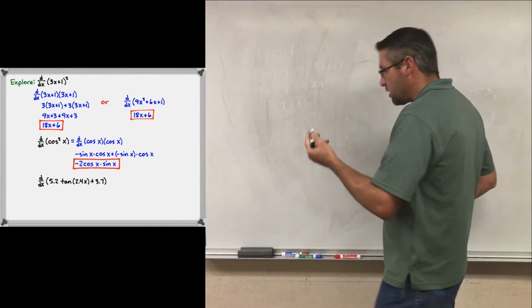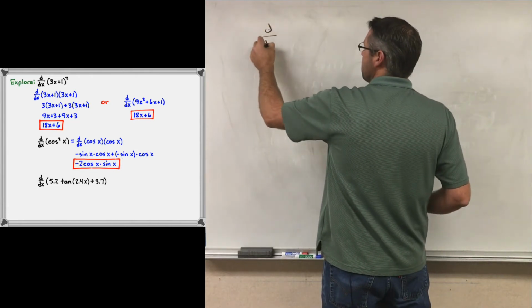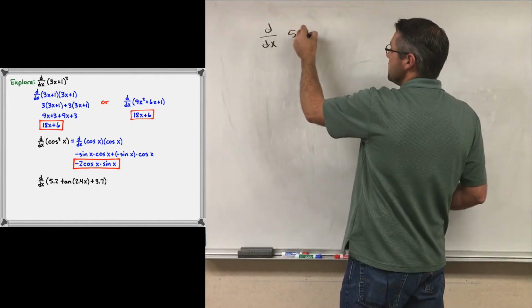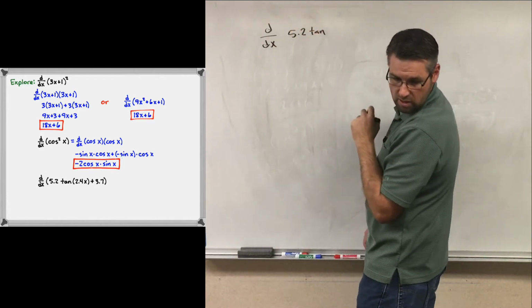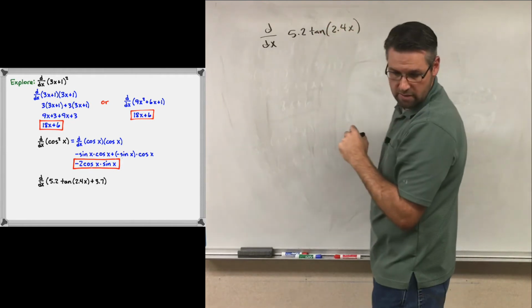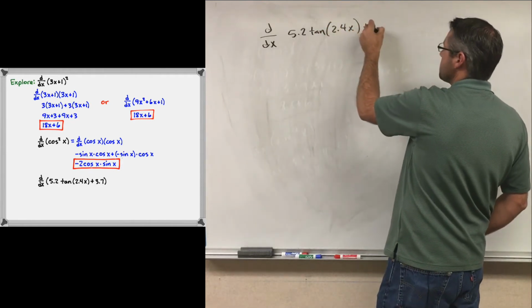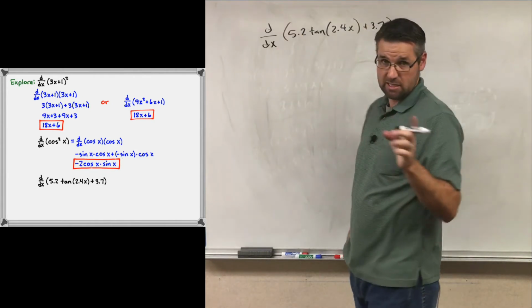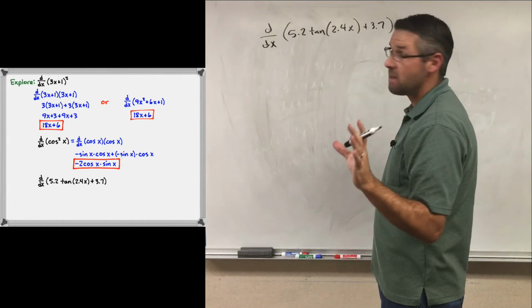All right, we are looking for the derivative of 5.2 tangent of 2.4x and then plus 3.7. So we're looking for the derivative of all of that. My guess is, this is how you approached it. This is my guess, okay?